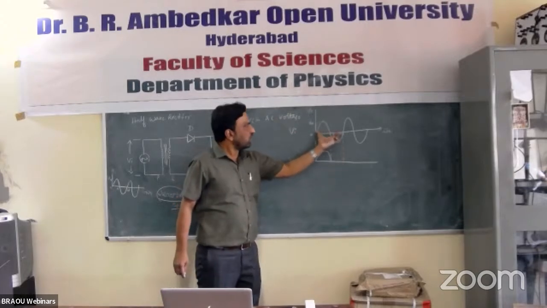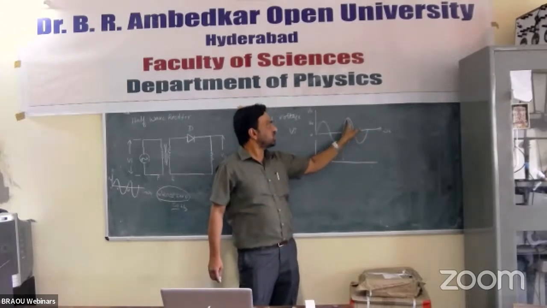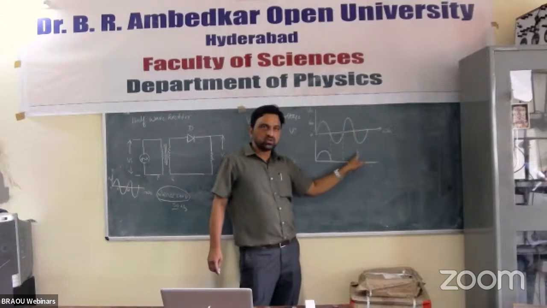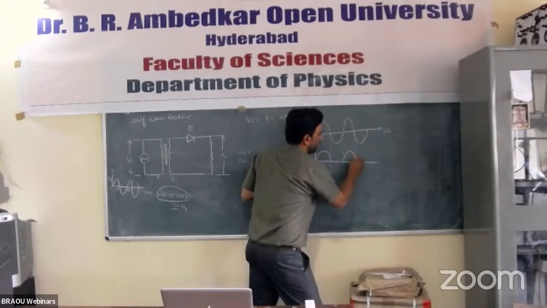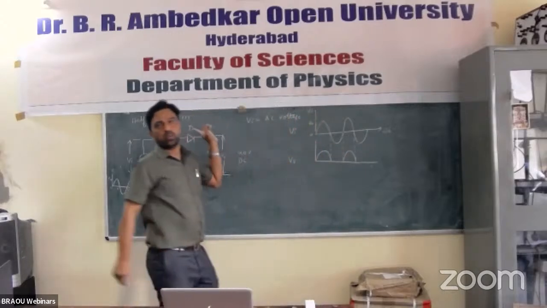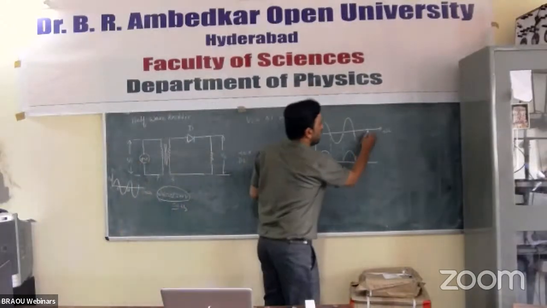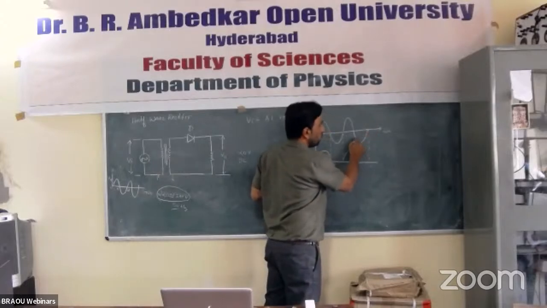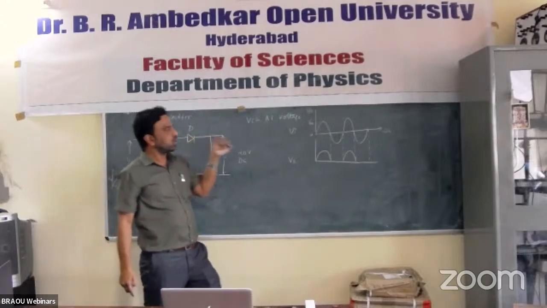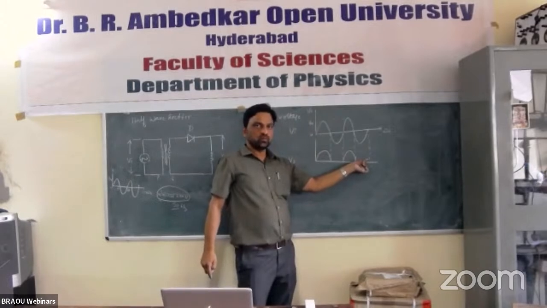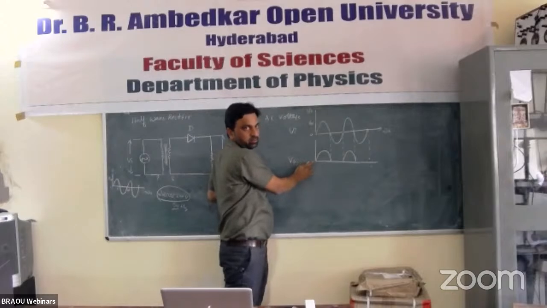This is over. After completing this full cycle, another cycle enters, with a positive half cycle. Again during the positive half cycle it appears in the output, because the diode goes into forward bias mode. Then the negative half cycle comes, the diode goes into reverse bias mode, so there is no output. This is the input voltage, and this is the output voltage.